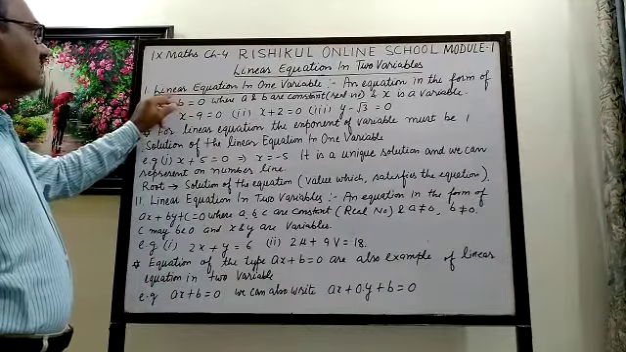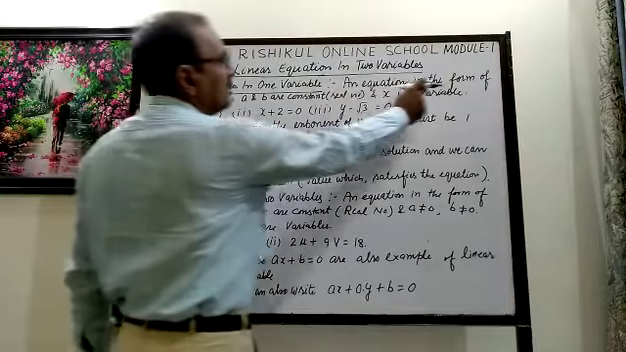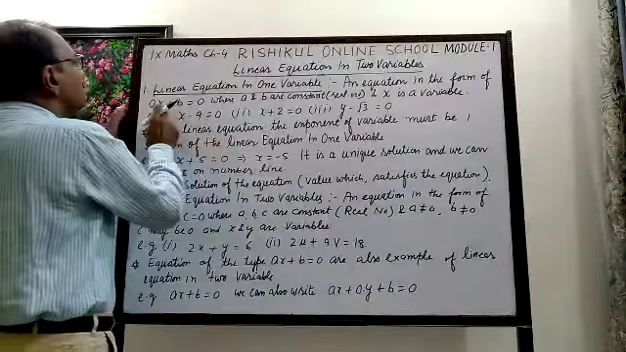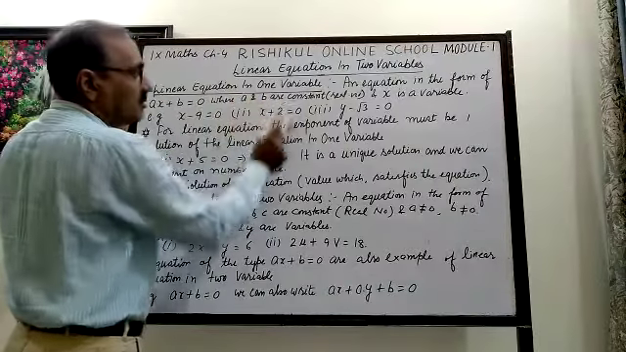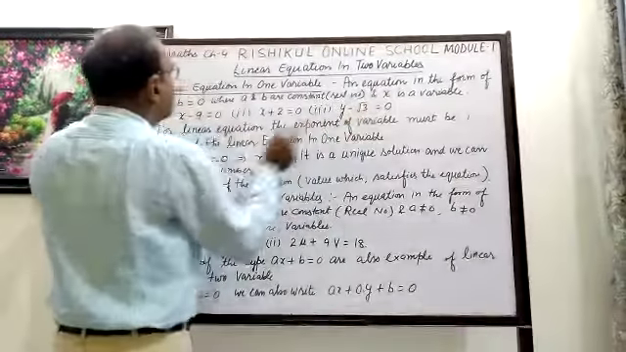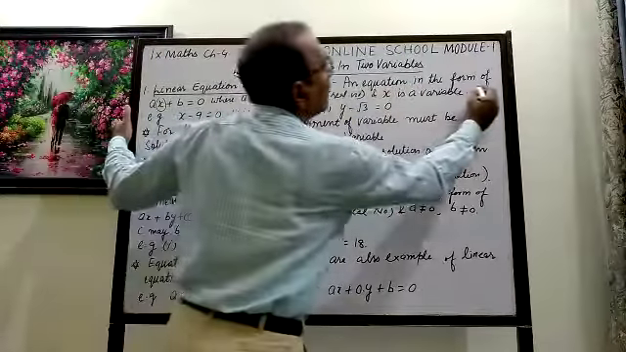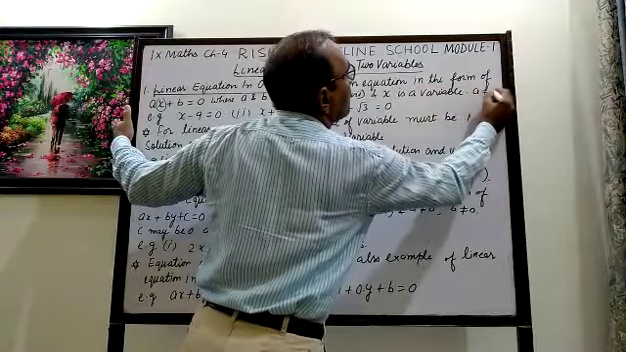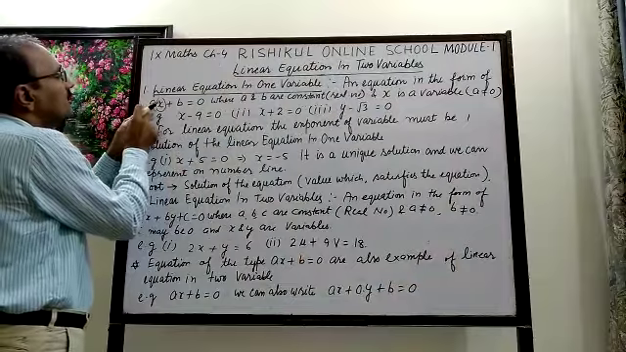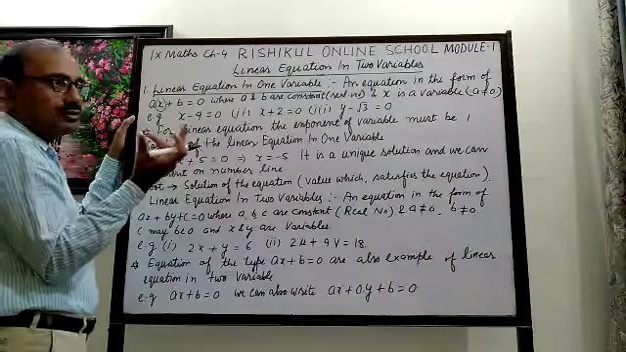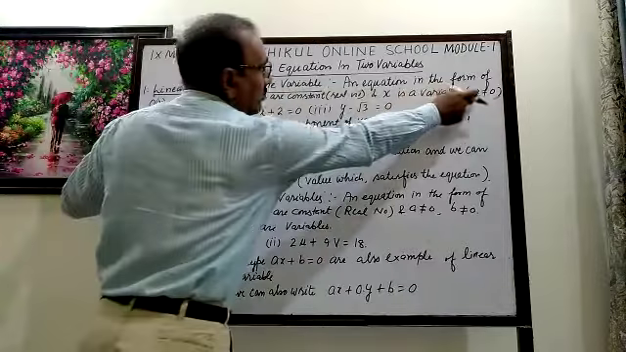First of all, I will discuss what is a linear equation in one variable. An equation in the form of ax plus b equal to 0, where a and b are constant real numbers and x is the variable here. One important thing is a is not equal to 0, because if a equals 0, then a into x will be 0. So a is not equal to 0.